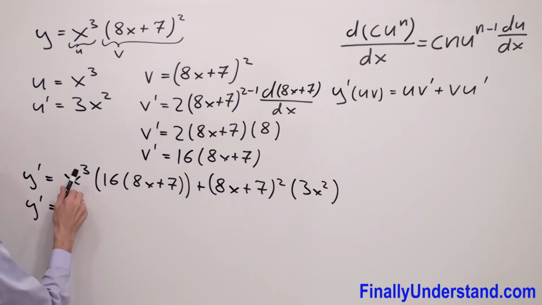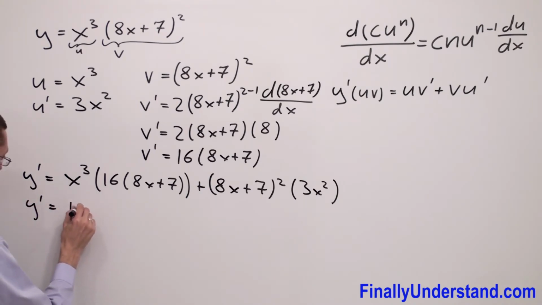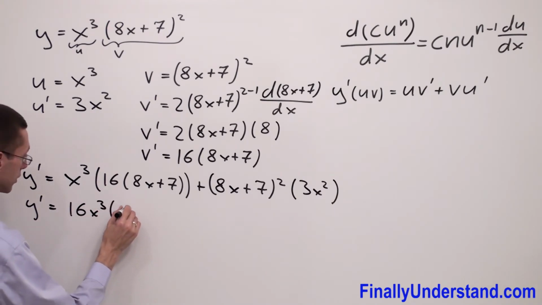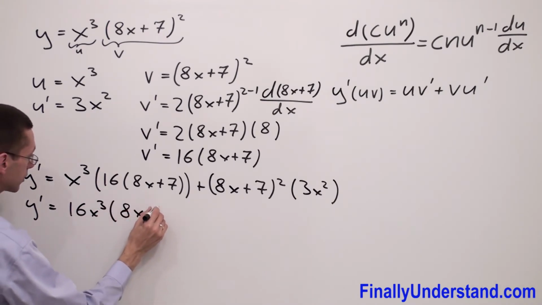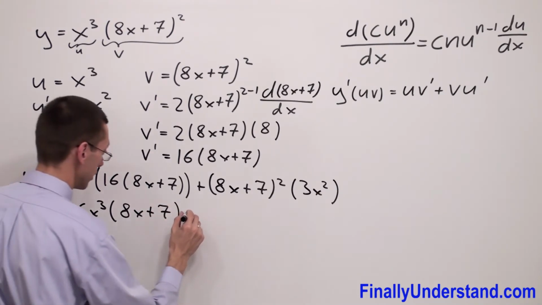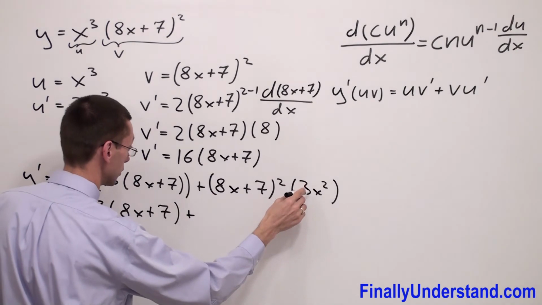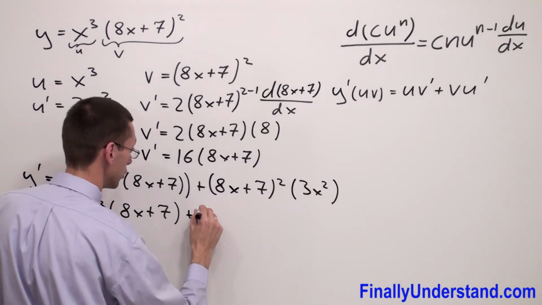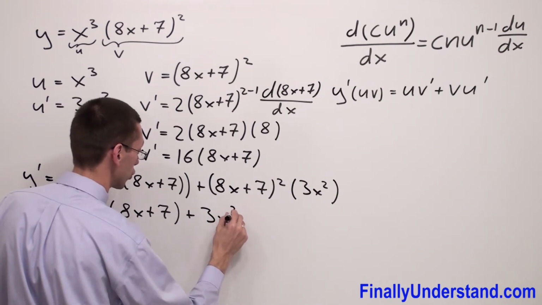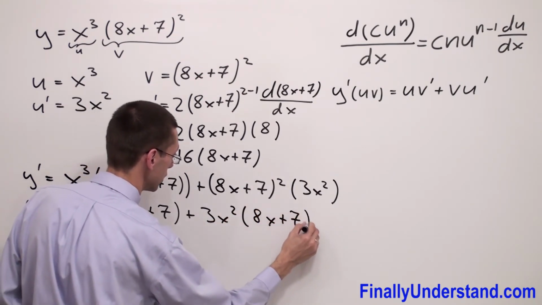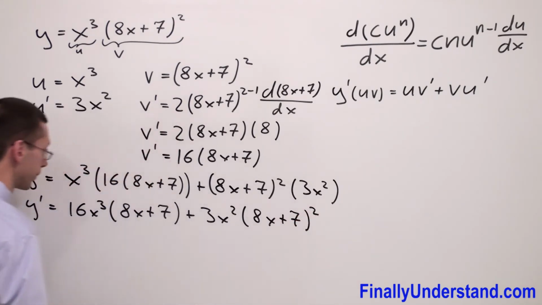Okay, so what we can do over here, we're supposed to organize this a little bit. So I have x cubed times 16 is equal to 16x cubed, open parenthesis, 8x plus 7, plus, I'm going to bring down 3x squared to the front, so I have 3x squared times (8x plus 7) to the second power.